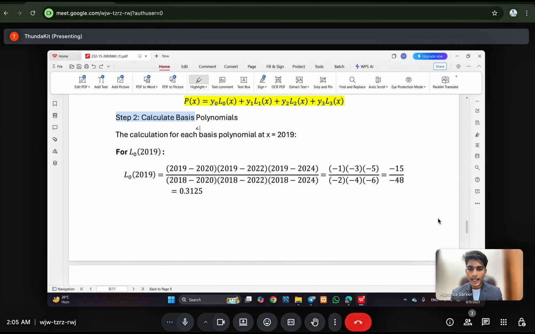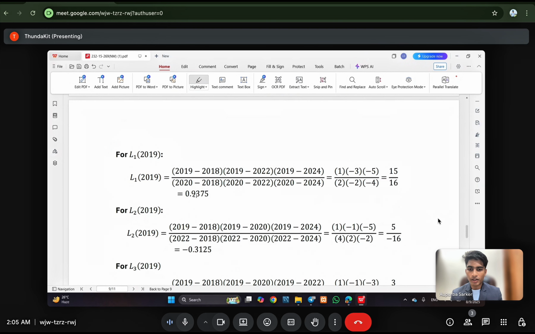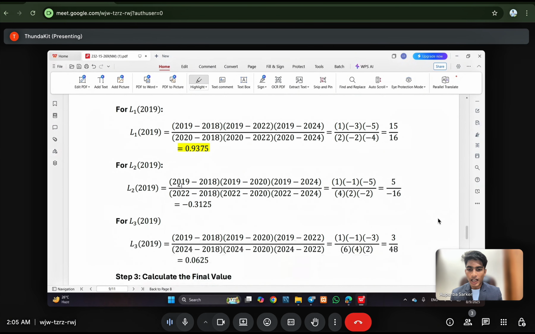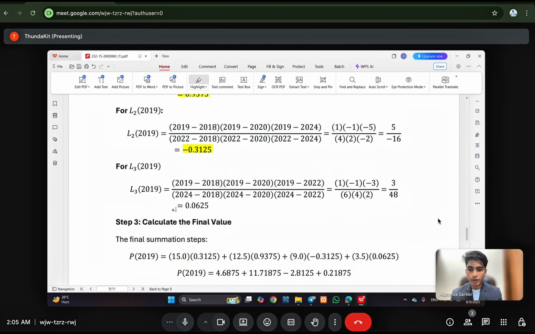Step 2. Calculate the basis polynomials Li(x). We have already calculated those basis polynomials for x equals 2019 in the previous example, which are L0(2019) equals 0.3125, L1(2019) equals 0.9375, L2(2019) equals minus 0.3125, and the last is L3(2019) equals 0.0625.